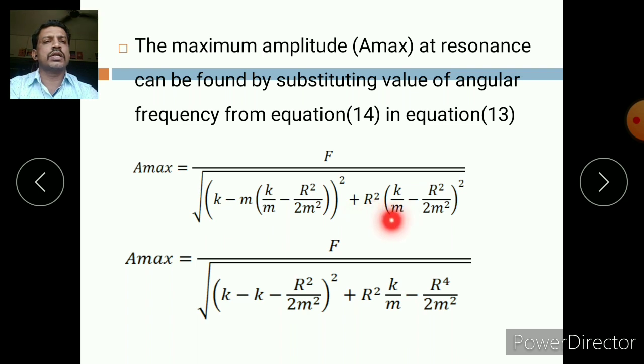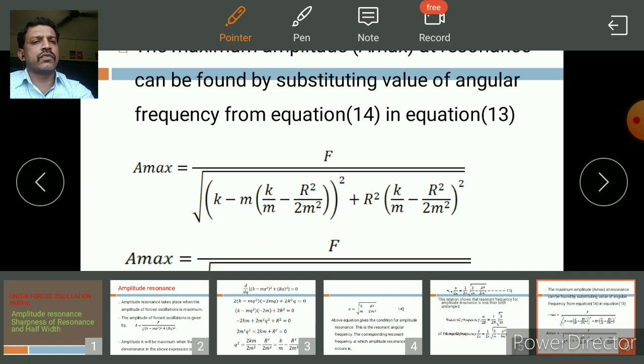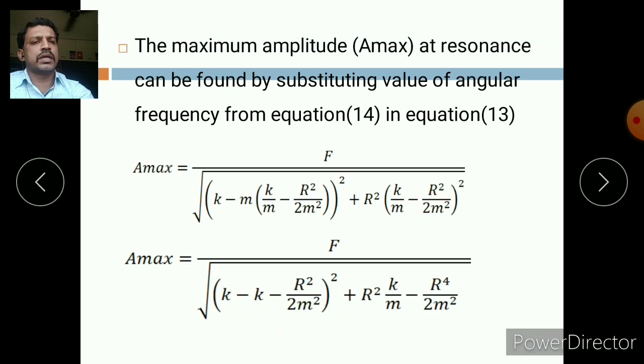Here also r square q square is there, but here also the under root will be removed, and therefore here also you will get r square k by m minus r square upon 2m square. Here it is not the square, here also we remove it, therefore A max equal to f upon under root, m will cancel, therefore here you will get k minus k m. If we multiply, here it is r square upon 2m.